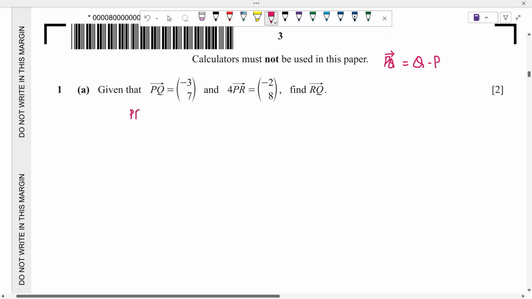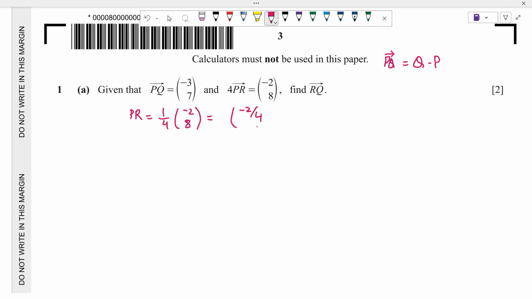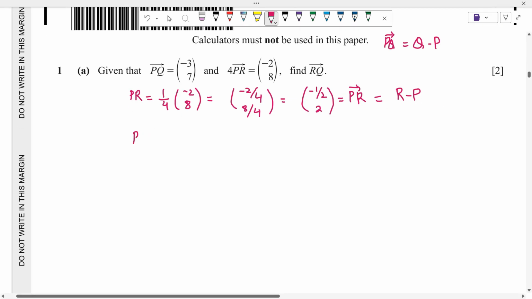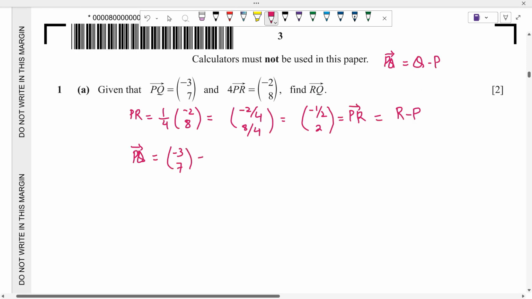PR is equal to 1 over 4 of (-2, 8), which is equal to (-2 over 4, 8 over 4), which is equal to (-1/2, 2). This is the PR, which is equal to R minus P. Secondly, we have the PQ, which is equal to (-3, 7), which is equal to Q minus P.